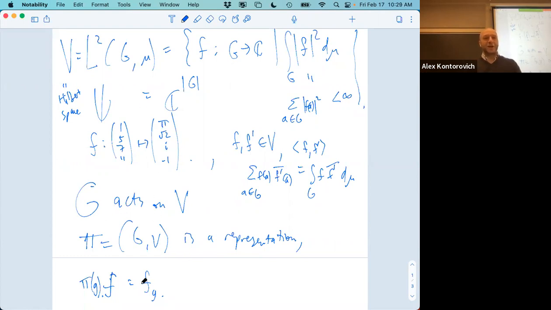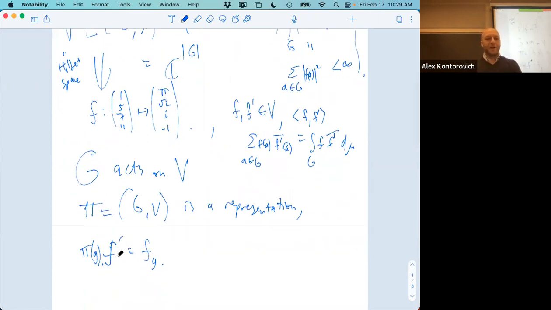Okay, so what's the action? In other words, what do I do to an element? This is a new function, which means it takes elements of G, right? For every element g of the group, I'm supposed to take a function and get a new function. So what is the value of this new function at some other element h in G? Can you think of a way of getting a complex number out of these two pieces of data? f already takes elements of G and returns complex numbers.